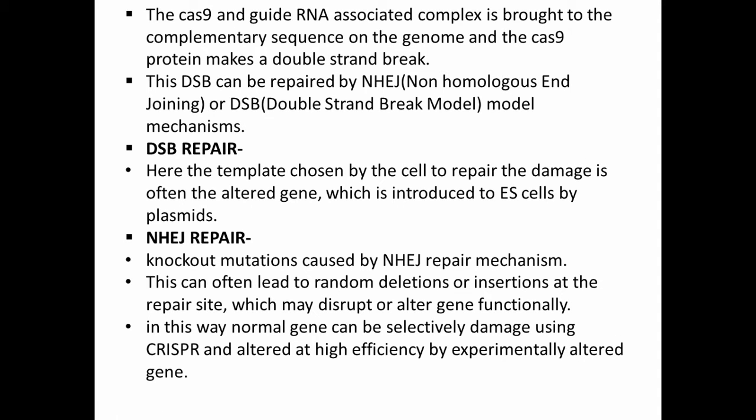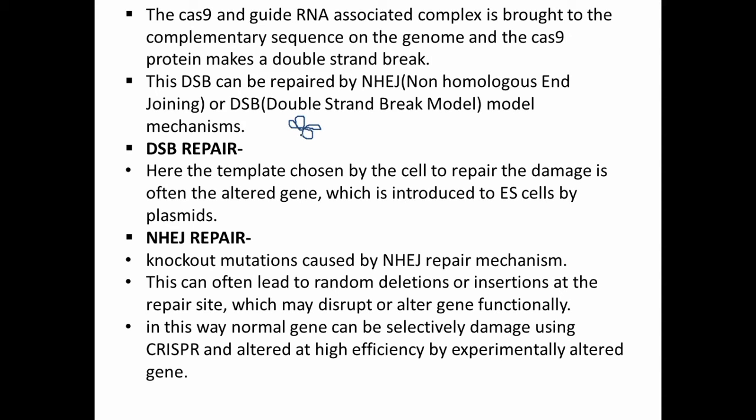After that, this DSB can be repaired by non-homologous end joining or the DSB model, that is the double strand break model, which is also known as the homology directed repair mechanism. And what will happen next? This is the main step of this process, that is the repairing. So if the cell goes for the DSB repair, what will happen? Generally, the cell uses another template strand. As we all know, most of the organisms are diploid in nature, and they have two copies of their genetic material.